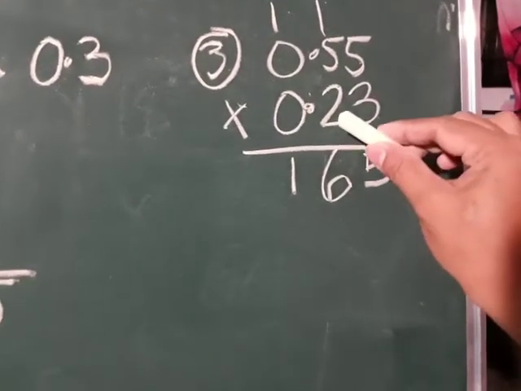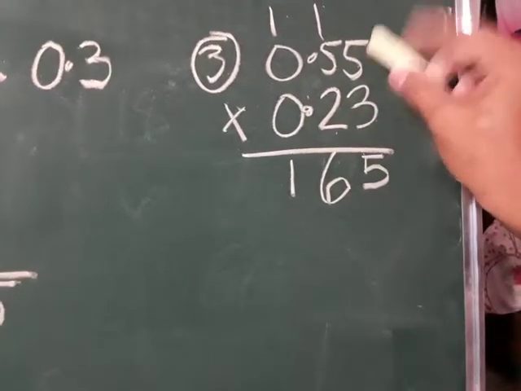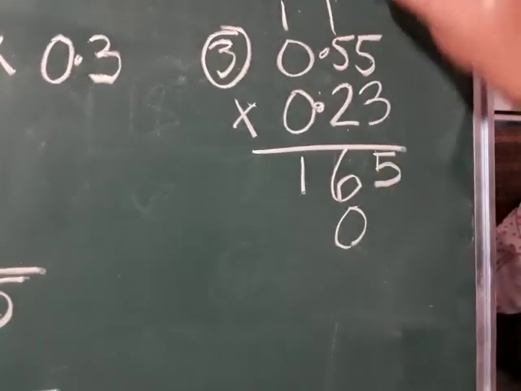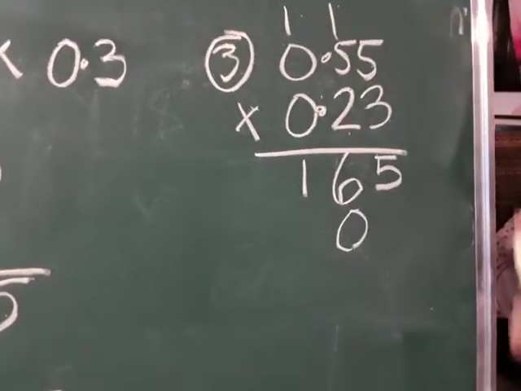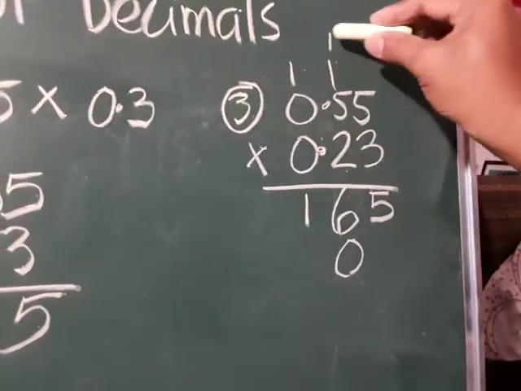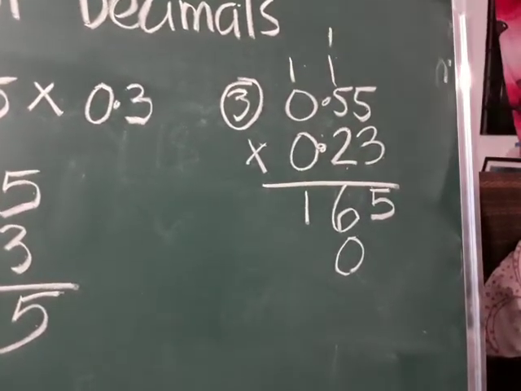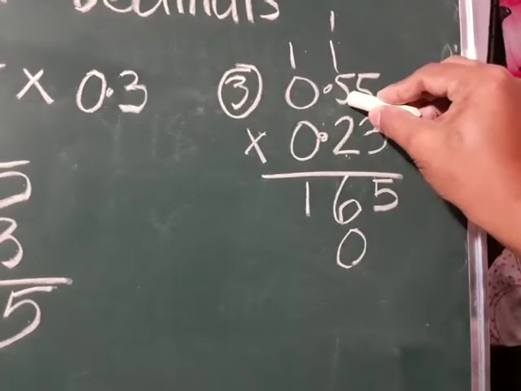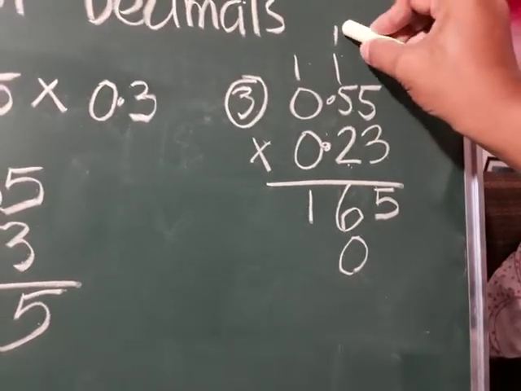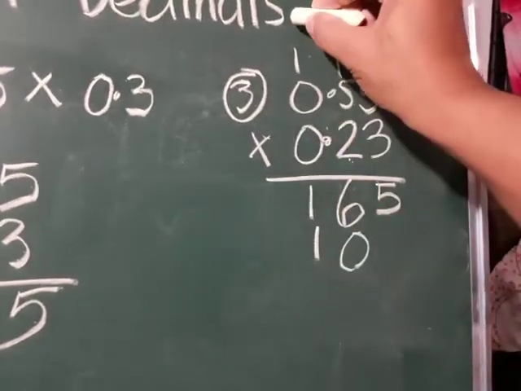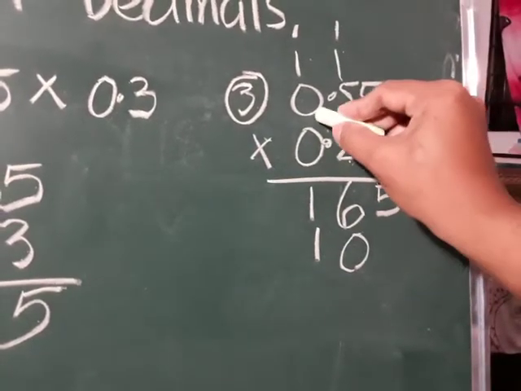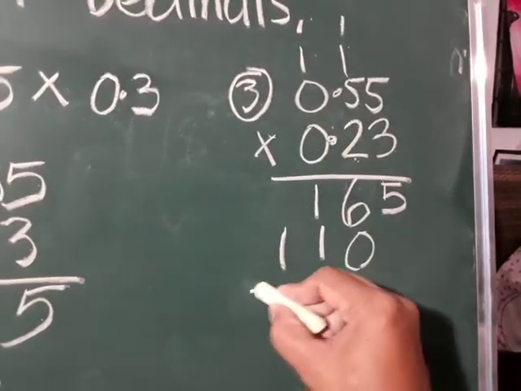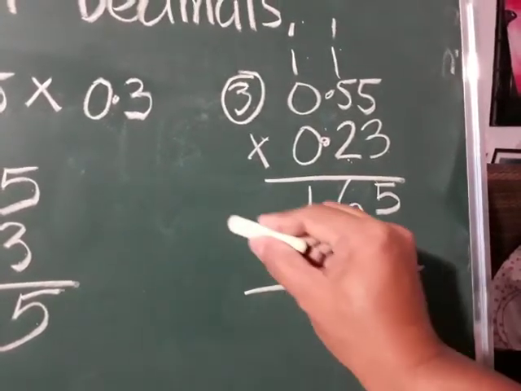Next, 2 times 5 is equal to 10. Remember class, leave 1 space. 10, carry 1. Okay, we're going to write the carry above the first carry a while ago. Next, 2 times 5 is 10 plus 1 equals 11. Carry 1. 2 times 0 is 0 plus 1 is 1. Next, we're going to add.